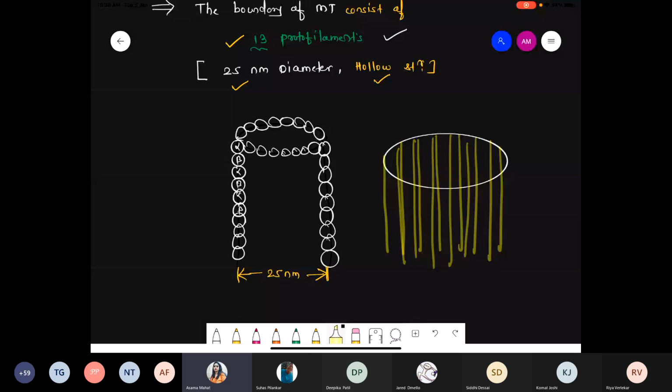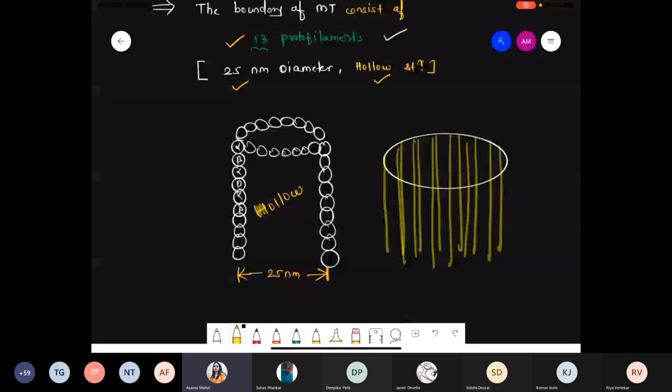Protofilament means what? When alpha and beta join with each other and form a long elongated structure, that structure is called the protofilament. How many such protofilaments will there be? Total 13. So one protofilament, then 2, 3, 4, they join in a circular manner, in a helical manner, and that's why the internal area forms the hollow structure, which has a diameter of approximately 25 nanometer.